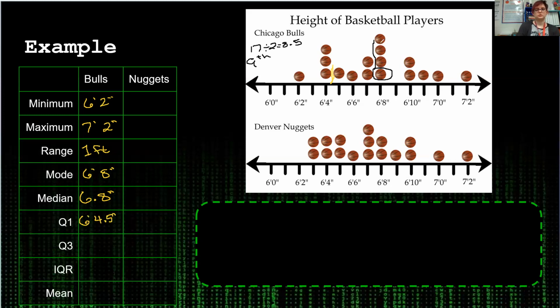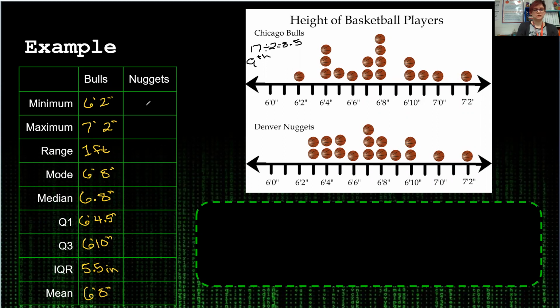Q3, again, I'm going to count 1, 2, 3, 4. So my Q3 is in between, but they're at the same number. So my Q3 is 6'10". And the IQR for those two, when we subtract, is 5.5 inches. And then finally, our mean, where we take all of the heights of all the basketball players on the Chicago Bulls and we add them up together, divide by all 17 players, and we get that the average height is 6 feet 8 inches.